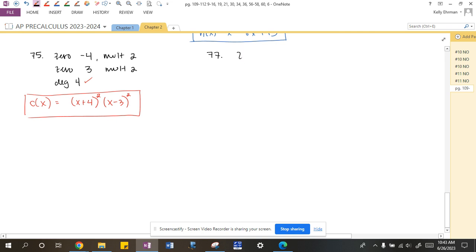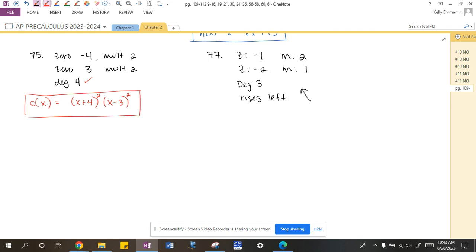Okay, we're also doing 77. We've got, I'm going to put z for zeros, 0 of negative 1, m is multiplicity, multiplicity of 2. 0 of negative 2, multiplicity of 1. Degree 3. Extra stipulation, it's got to rise to the left. That means on the left it's got to be going up.